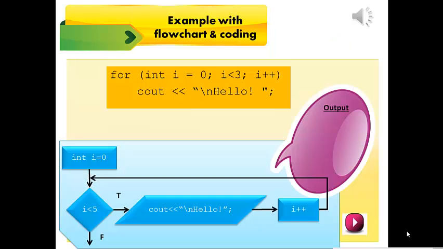Now, let us look at how to trace correct outputs using a for loop. The following example is a simple program that prints hello 3 times. Make sure to use the correct data type.